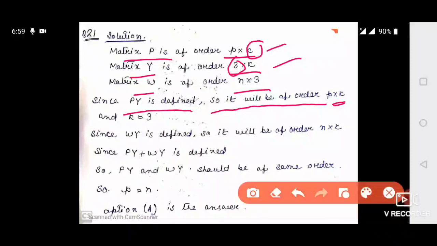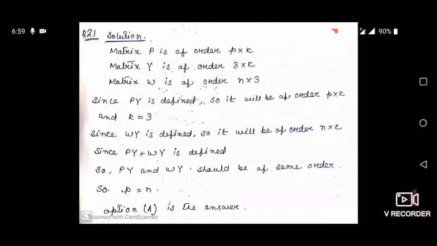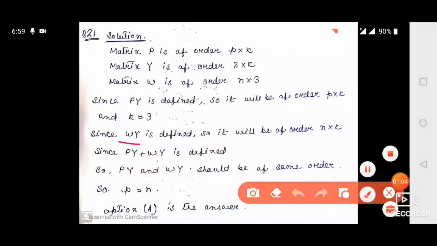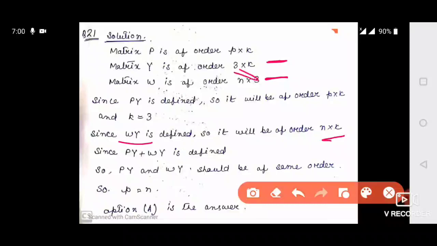Now since WY is defined, that means we can find WY. So WY will be of order n by k. Now see, here W is n by 3 and Y is 3 by k. Here 3 and 3 are equal. So number of columns of W is equal to number of rows of Y. So WY will be of order n by k.